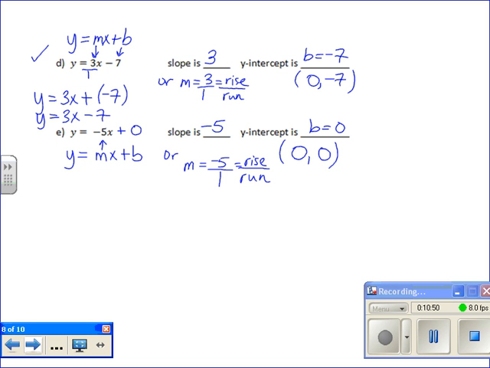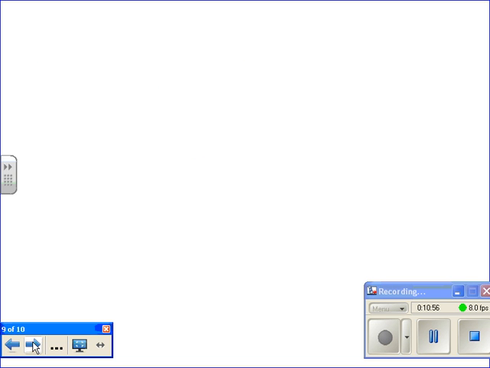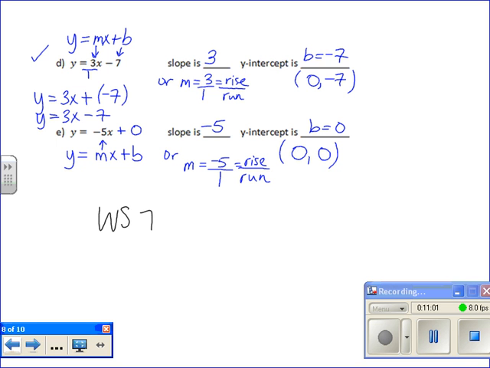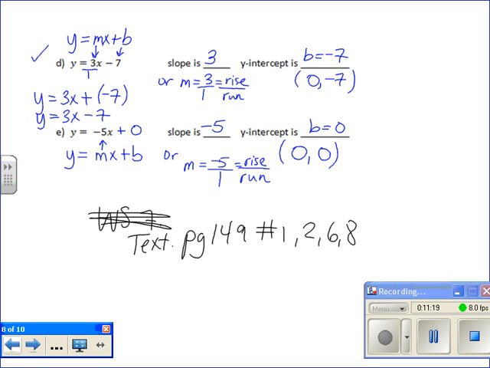All right, that's the basis of slope-intercept form. You're going to do some practice now with it. In your worksheet package, I'd like you to do worksheet 7. Sorry, never mind. There's no worksheet for this one. I apologize. In your textbook, page 149, you're doing number 1, number 2, number 6, and number 8. So you're trying a little bit of both, figuring out slope-intercept form from a graph and also from an equation, identifying the slope and the y-intercept.